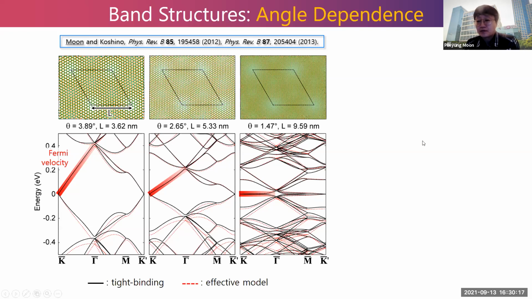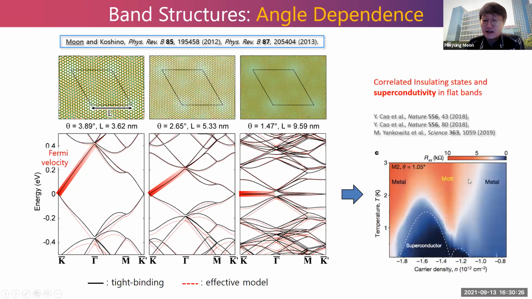For example, in 2018, people at MIT reported the emergence of both an insulating phase and a superconducting phase. Since superconductivity is one of the ultimate goals of condensed matter physics, people are now rushing to this magic angle twisted Moiré graphene.